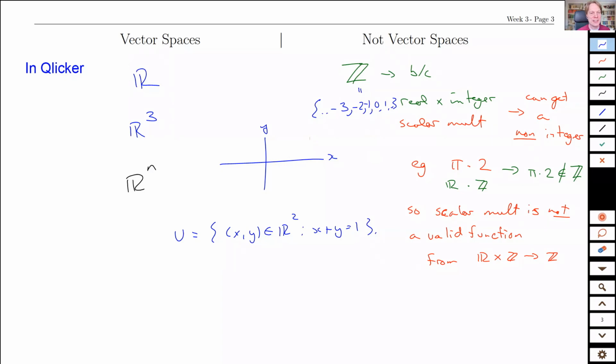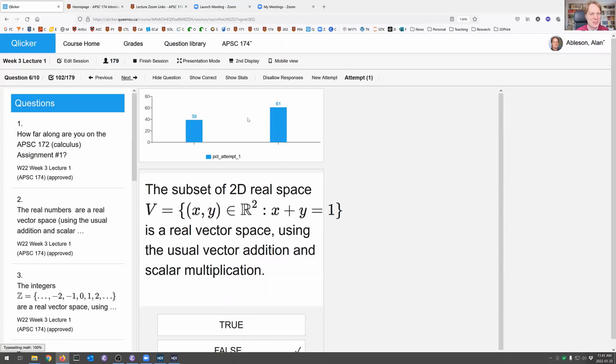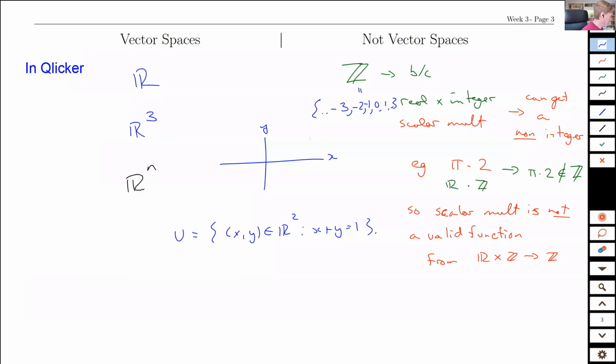Oh, interesting. Okay. So this vector space, just so you can see it, we're about 60-40 split on this. All right. Perfect. That's what I'd like to highlight right now.